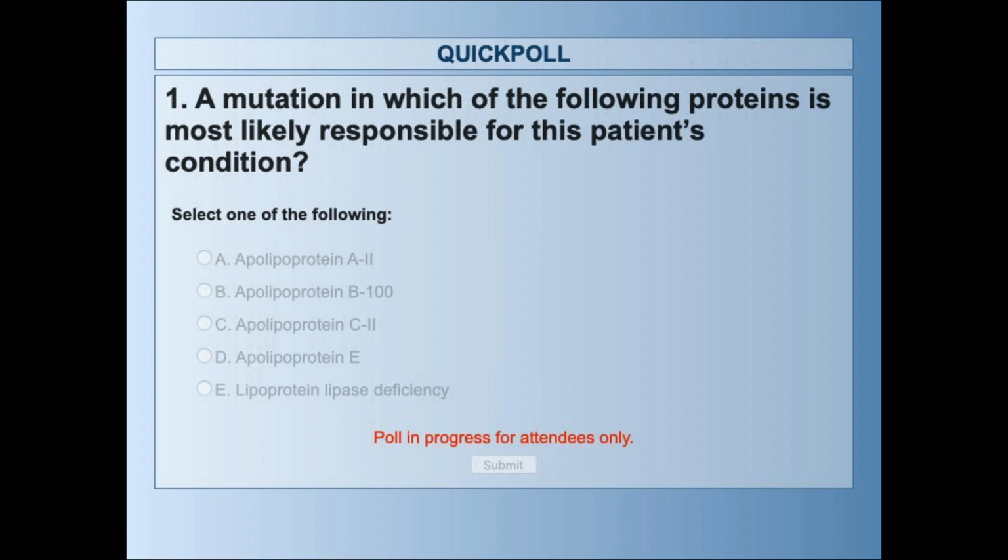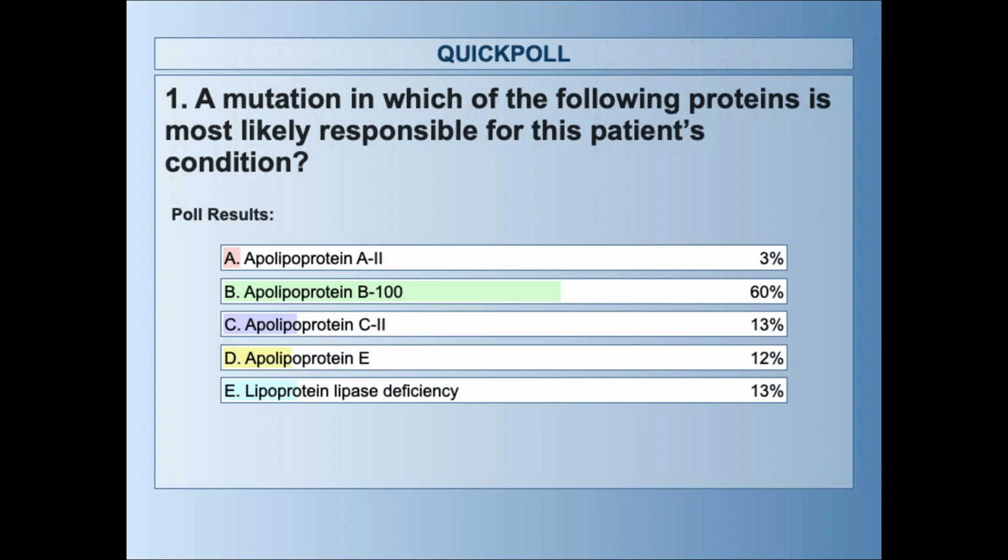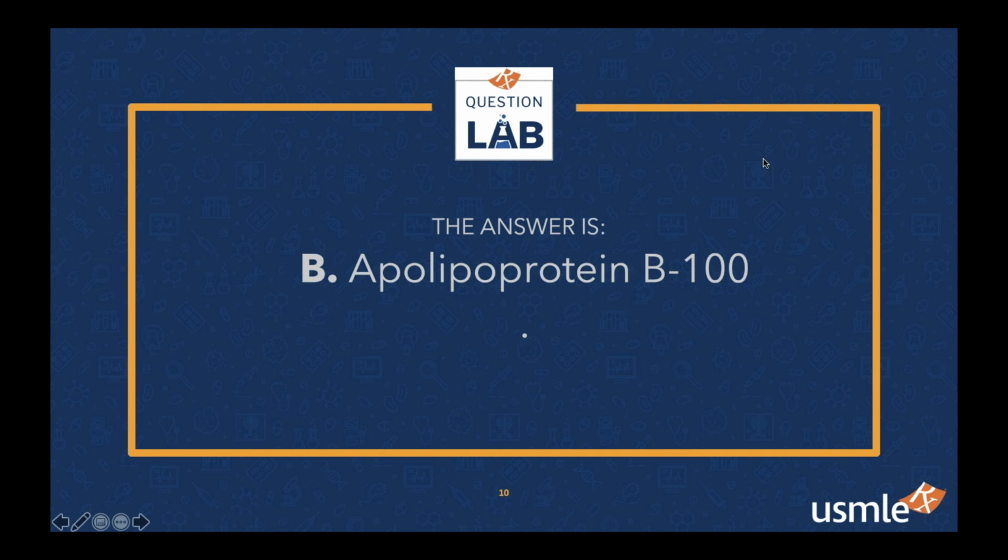All right, let's see what all of you selected. It looks like we have a clear favorite here, with 60% of you selecting answer choice B, apolipoprotein B100. Let's see what the correct answer is. And it is in fact B, so great job everybody. 60% of you got it right. But let's make sure you got it right for the right reasons. And if you didn't get it right, don't worry. Boris is going to explain it to you now.